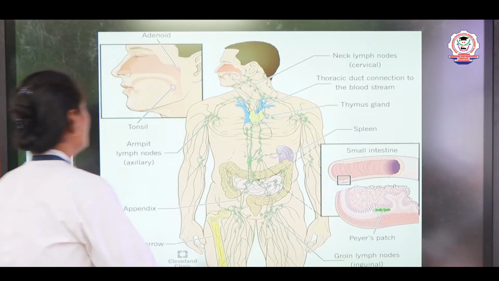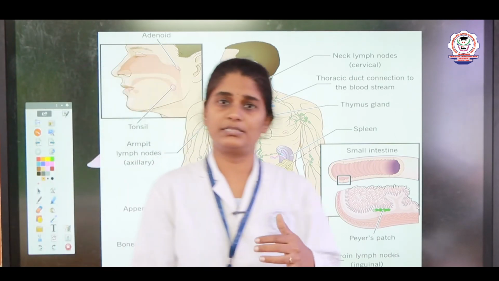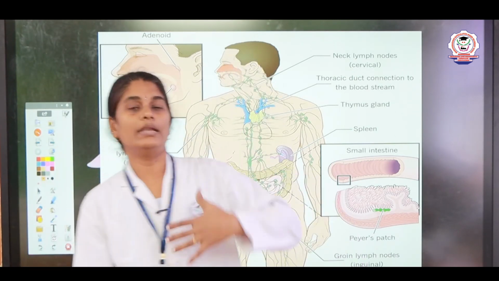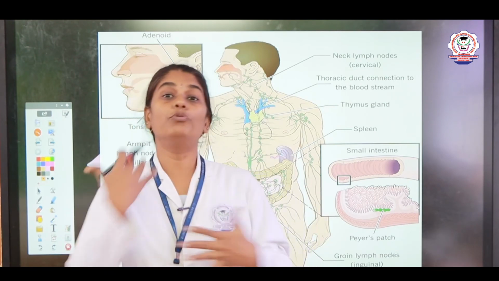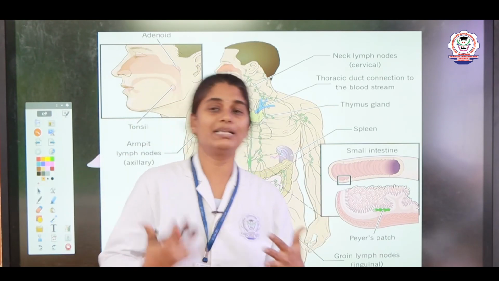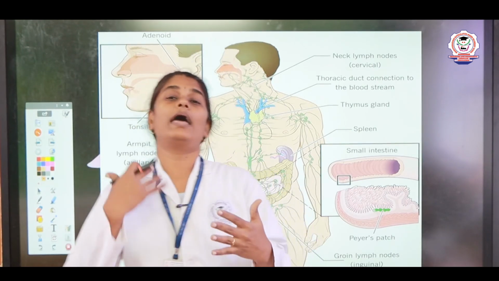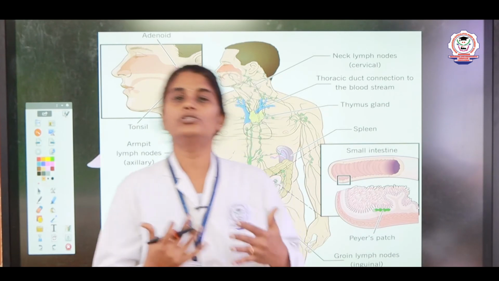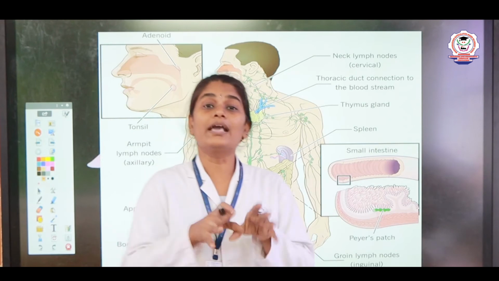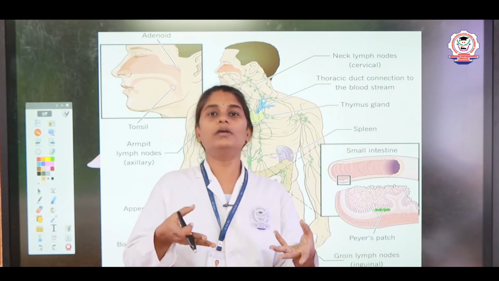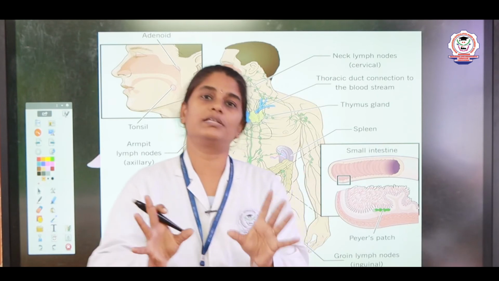Now, let us see about the lymphatic system. What is the lymphatic system? Just as the blood is circulated in our body, the same way a fluid is circulated in our body. For example, the blood contains plasma and WBC. This plasma and WBC leak out from the walls of the blood vessels and wash the cells.